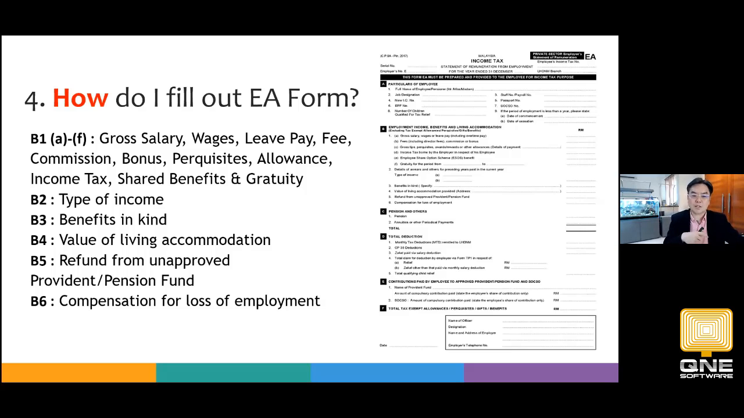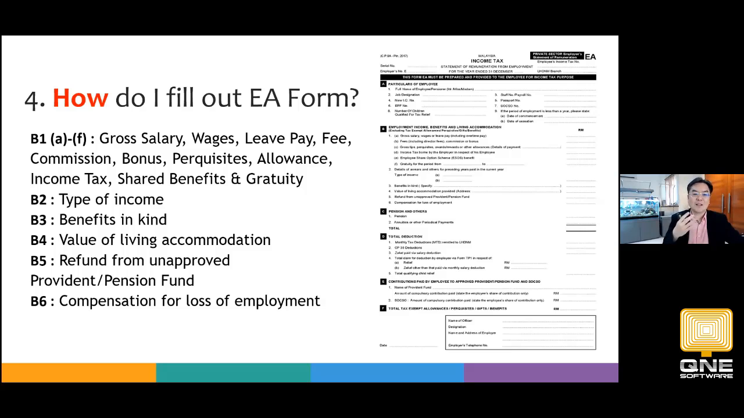Of course, B4, as I mentioned just now, the value of living accommodation. For example, you're renting certain houses, whether the rental is provided by the company, and whether there's furniture or without furniture. These are some of the interesting areas where a lot of people make certain mistakes. And of course, whether they are honest in filling in. So this is important as well.